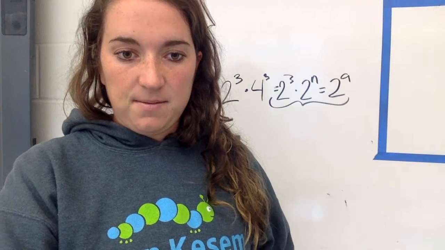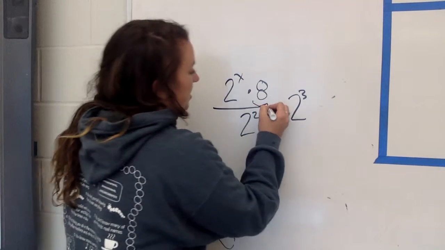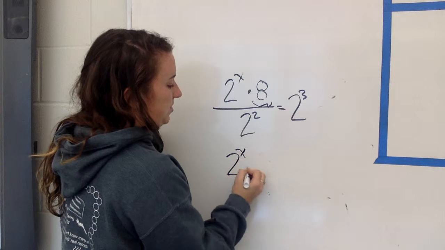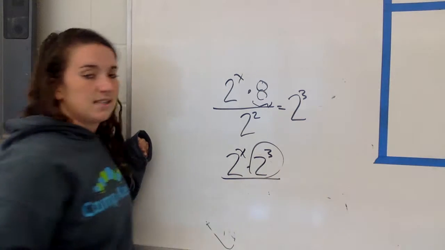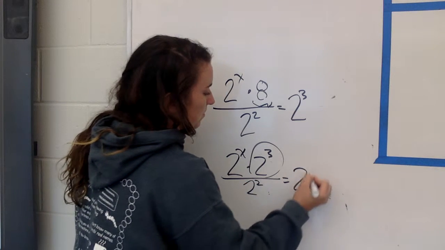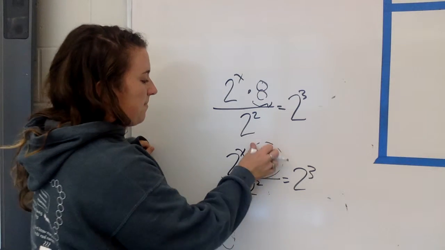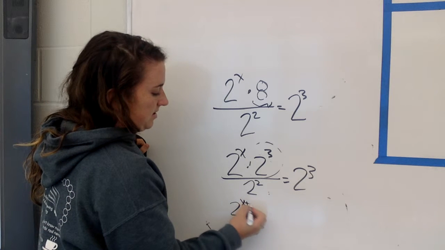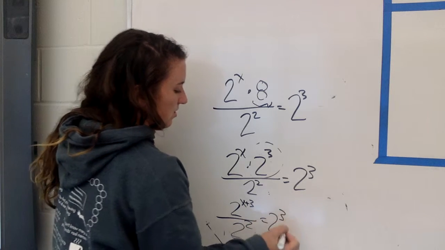Go on and try problem number 2. All right, so for this one, you should have started by changing the base to 8 and turning it into a number with a base of 2. So we have 2 to the x power times 2 cubed, because 8 is the same as 2 cubed, over 2 squared equals 2 cubed. So then simplify on top by adding your exponents. So you have 2 to the x plus 3 divided by 2 squared equals 2 cubed.